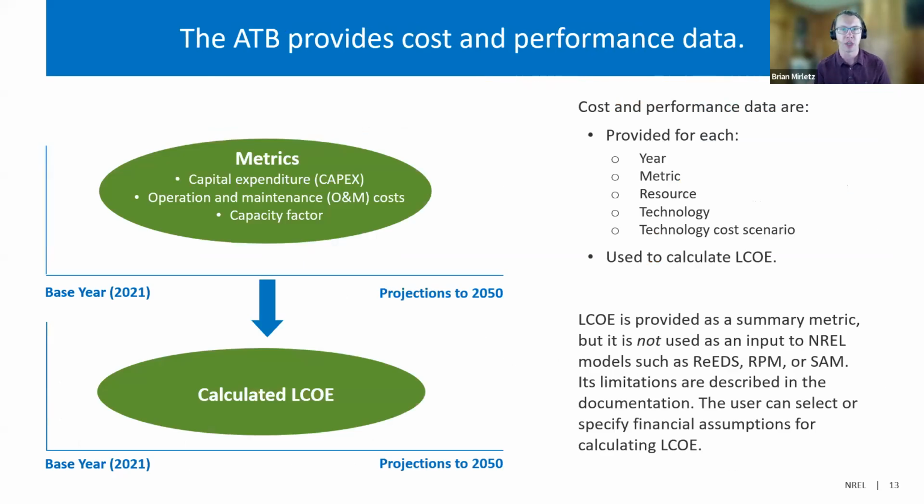So the ATB provides cost and performance data, including metrics such as capital expenditures, operation and maintenance costs, and capacity factors. We provide historical data for the base year, which for this edition of the ATB is 2021, and then provide projections out to 2050. And these are provided for each year in that data set, for all of the different resource classes within a given technology and a wide variety of technologies. We then combine those with financial assumptions to calculate the levelized cost of energy, which is provided as a summary metric of technological improvement, but is not used as an input to the models mentioned on the previous slides.